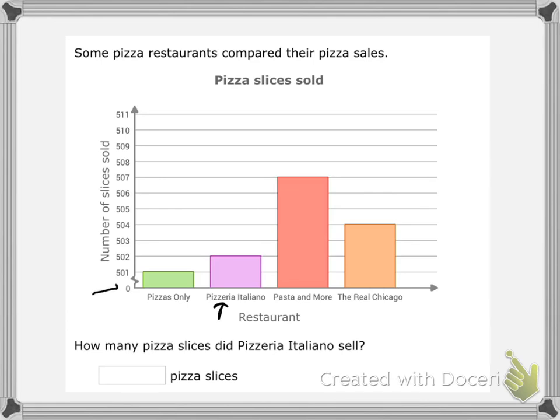And we have what's called a line break here, which means our number line does not go consistently from 0 all the way up to 501. We're missing all those numbers. So we're not looking at 1 for the first bar, 2 for the second bar. It's actually 501 and 502. So that purple bar ends at 502. That means they sold 502 slices.